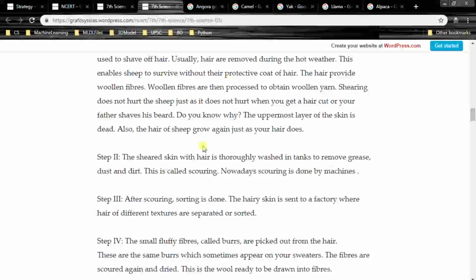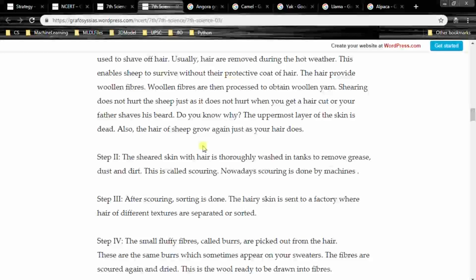The sheared skin with hair is thoroughly washed in tanks to remove grease, dust and dirt. This is called scouring. Nowadays scouring is done by machines. So after removing hair, it is washed to remove the dirty particles, unwanted particles like grease, dust and dirt. This is scouring, right? After scouring, sorting is done.